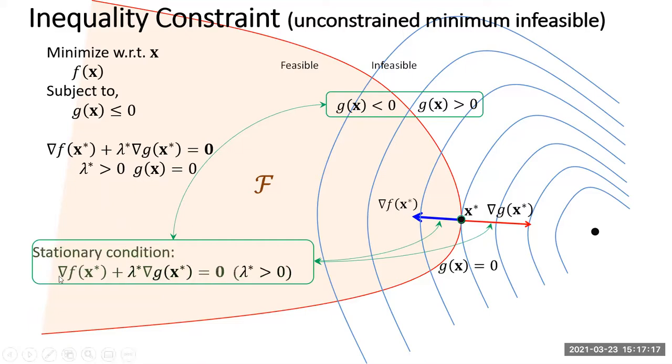So here, this is our stationary condition: del f of x star plus lambda star del g of x star equals 0, and lambda star is greater than 0. At this x star, g of x equals 0, so this is an active constraint.